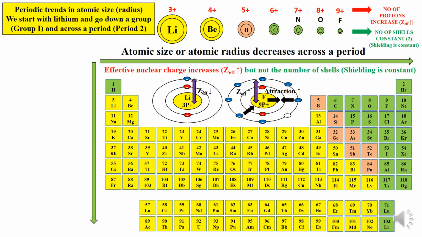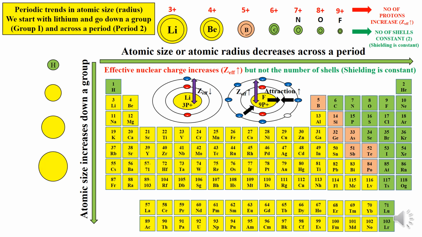Now, going down a group from lithium atom, let's see what's the periodic trend with respect to the atomic size. The atomic size increases as we go down a group. So we are talking about the group 1 elements. As we go down the group, we see the size of the atoms increase. Why is that? Let's find out.